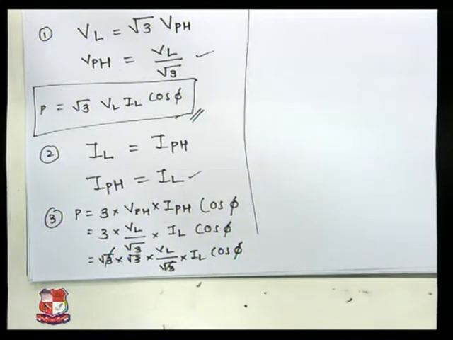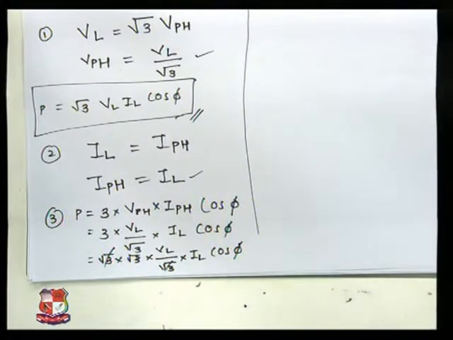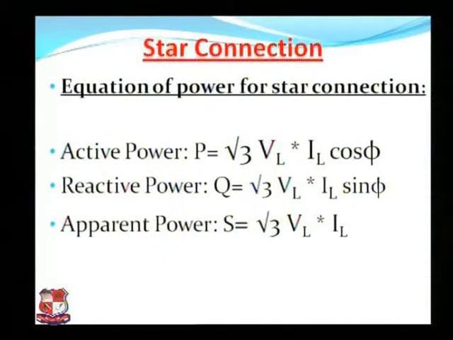See, there are generally three powers: the active power, the reactive power, and the apparent power. The active power is what? We can find that it is root 3 into VL IL cos phi. This is known as active power, which is consumed by the three phases respectively.